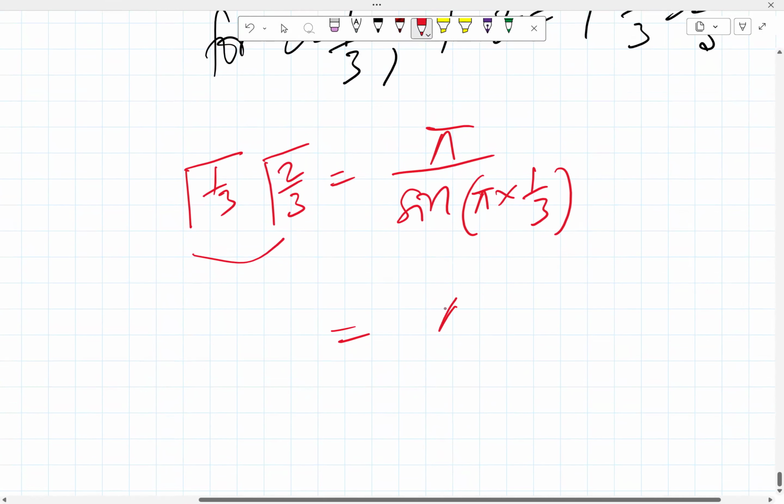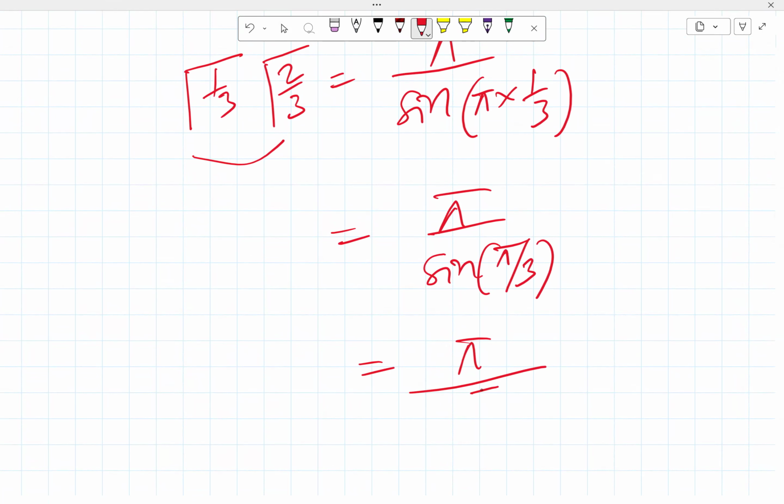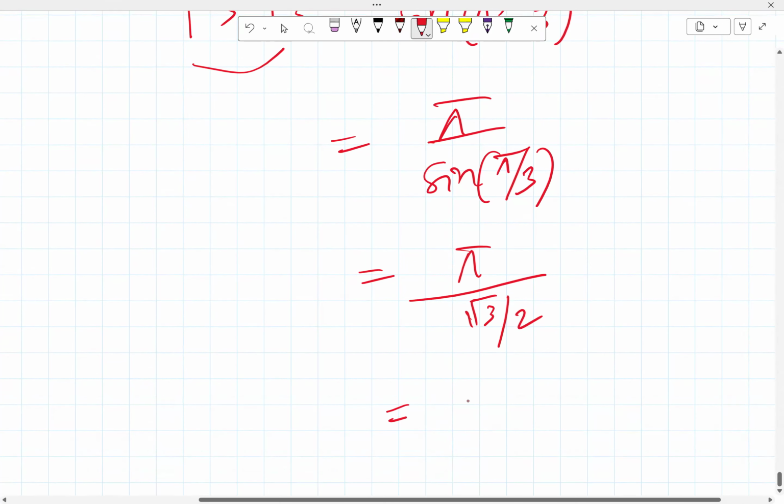So that means we have pi over sine pi over 3. Sine pi over 3 is sine 60 degrees. And sine 60 degrees is root 3 over 2. So that's pi all over root 3 over 2. That's sine 60, root 3 over 2. So that means we have 2 pi all over root 3.